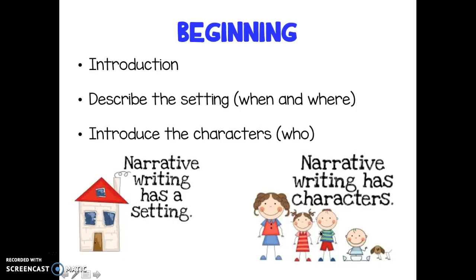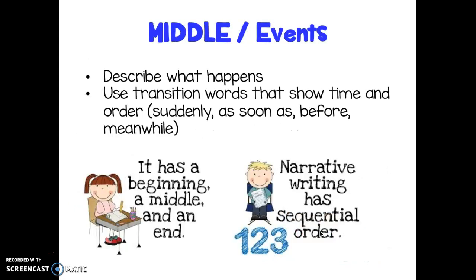By this point, you should have already planned out what character you want and what you want your setting to be for your story. As we move through the writing process, you're going to begin writing in your middle and your event section. This is where you describe what happens in your story. You're going to use transition words that show time and order, such as suddenly, as soon as, before, or meanwhile.